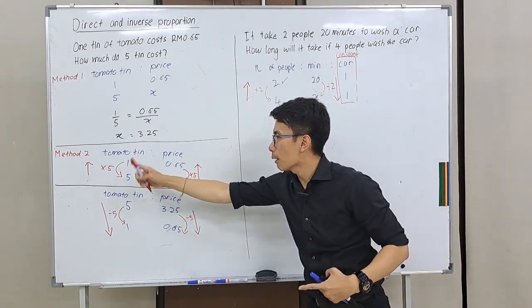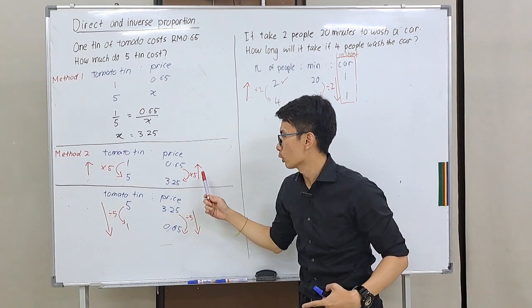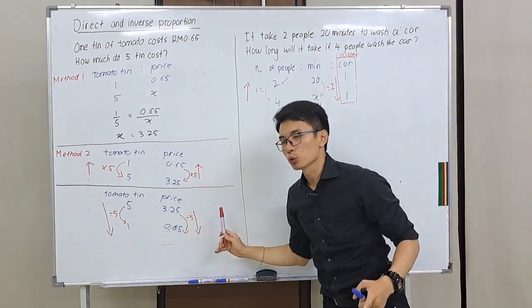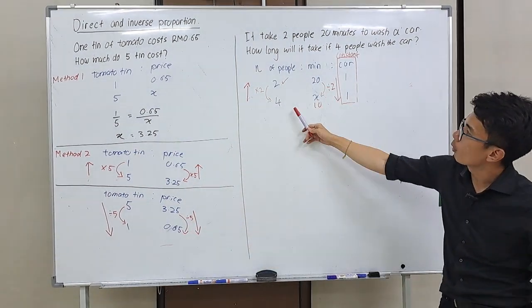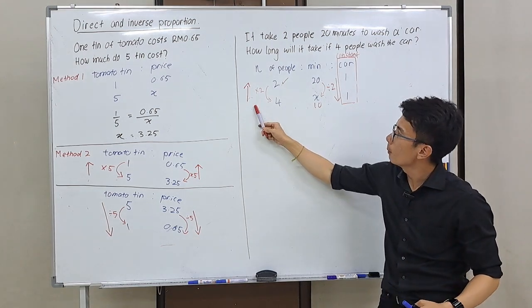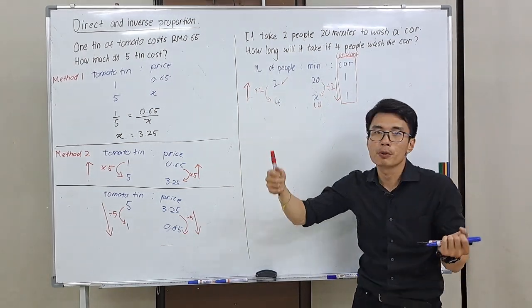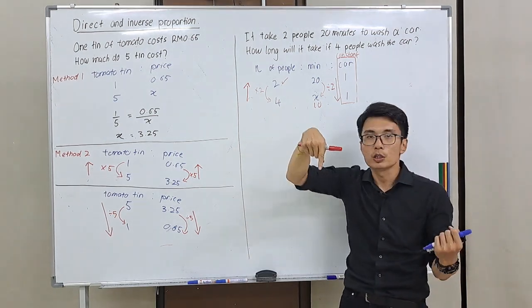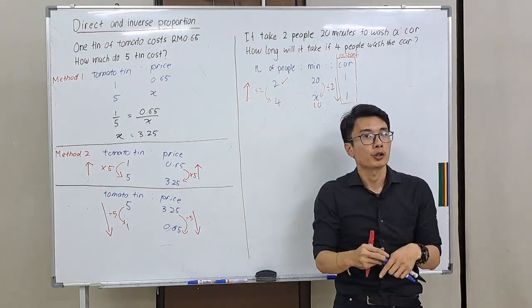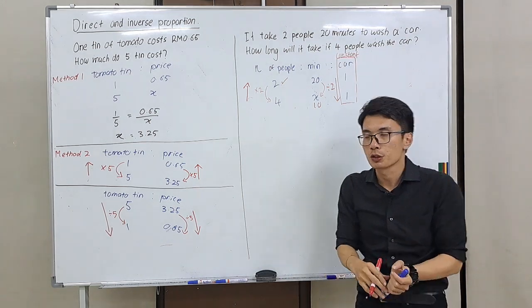Unlike direct proportion, say, if this one goes up, this one goes up. If this one goes down, this one also goes down. But inverse proportion says, if this one goes up, this one goes down, and vice versa, all right? For example, if this one goes down, this will go up. That is what inverse proportion is. It goes in the opposite direction.